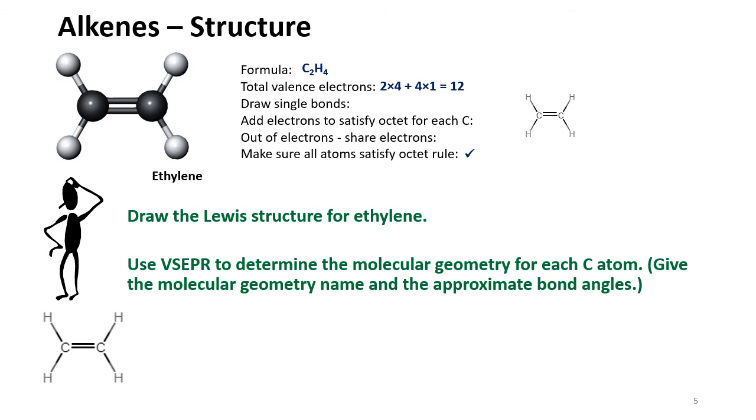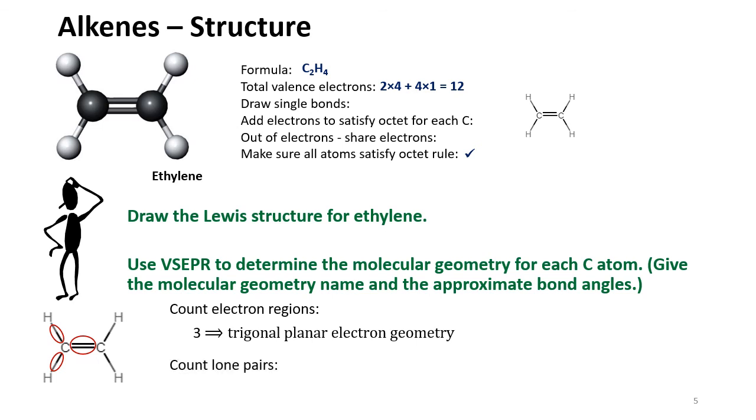So count electron regions around one of the carbon atoms. I'm going to choose the carbon on the left, and I count 3 electron regions. Remember that multiple bonds, this is previous material from your previous course, count as one region when we're determining the shape using the valence shell electron pair repulsion theory. We've got 3 electron regions, which means it's a trigonal planar electron geometry. Since there are no lone pairs, the electron geometry and the molecular geometry are the same, and we would say that our angles are all 120 degrees.